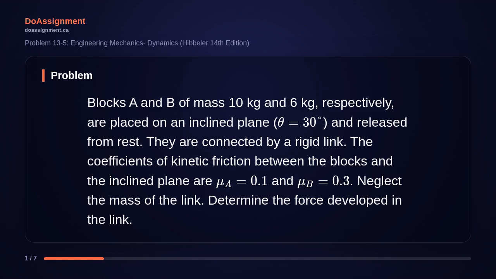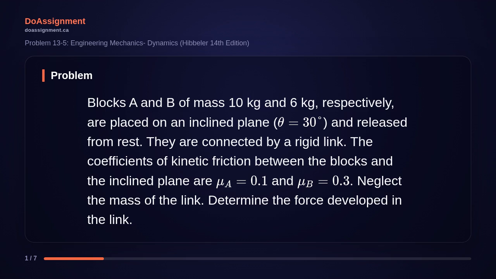Blocks A and B of mass 10 kilograms and 6 kilograms respectively are placed on an inclined plane where theta equals 30 degrees and released from rest. They are connected by a rigid link. The coefficients of kinetic friction between the blocks and the inclined plane are mu sub A equals 0.1 and mu sub B equals 0.3. Neglect the mass of the link. Determine the force developed in the link.